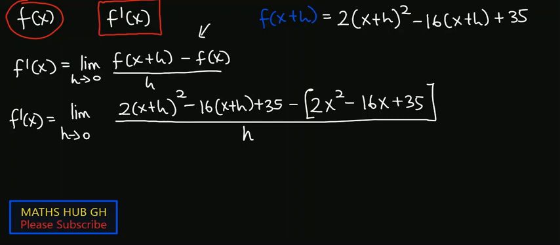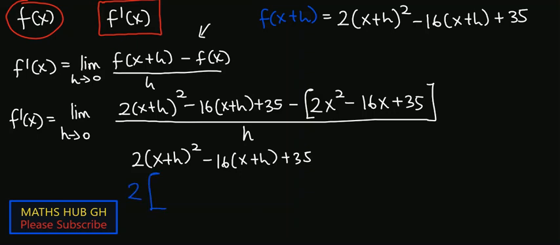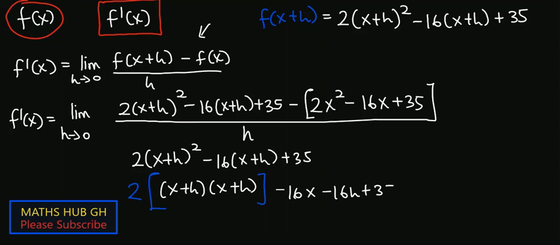Now what you have to do is simplify the numerator. Let's look at how you are going to do that. For the numerator, we have 2 times the quantity x plus h squared, minus 16 multiplying x plus h, plus 35. Let's focus on this part for now. Let me write a 2 outside the square bracket, and then you're going to have x plus h multiplying x plus h, bracket close, minus 16x, minus 16h, plus 35. This is what you're going to have.